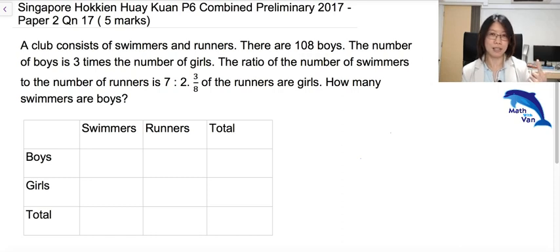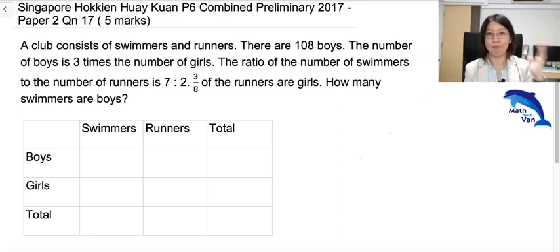So let's start filling in the blanks here. There are 108 boys. So where do I fill it in? That is the total of the boys. So this is what we call the two-way table. You read it horizontally and you read it vertically. As we read it horizontally, the total will represent the total boys here and the total girls here. As we read it vertically down, the total here will represent the total swimmers and the total runners here. And that will represent the grand total, which is the total number of members in the club.